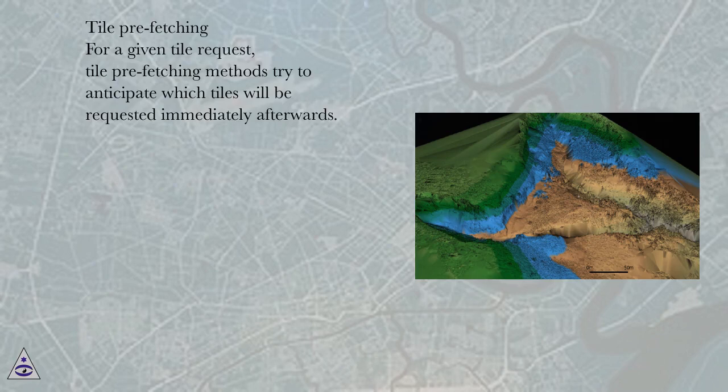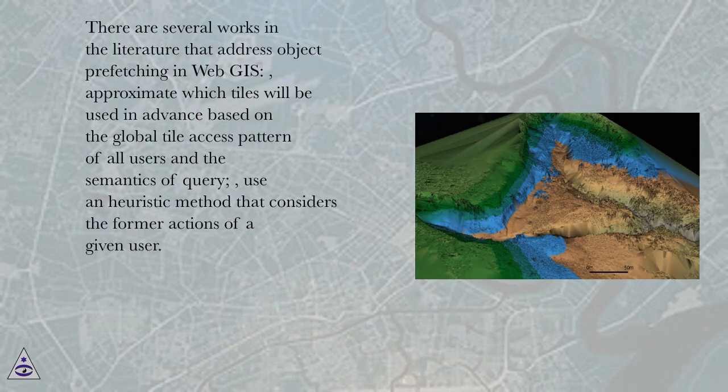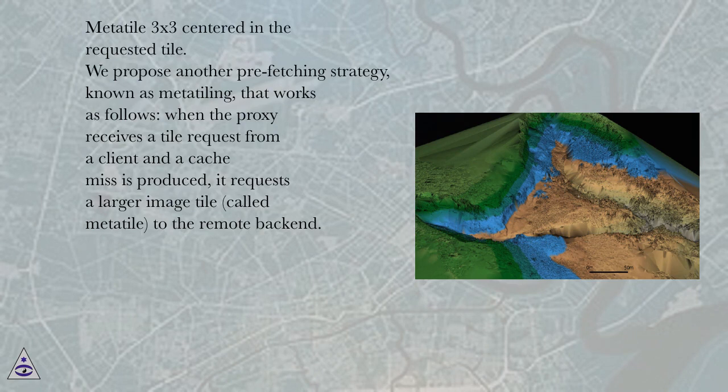Tile prefetching. For a given tile request, tile prefetching methods try to anticipate which tiles will be requested immediately afterwards. There are several works in the literature that address object prefetching in WebGIS, approximating which tiles will be used in advance based on the global tile access pattern of all users and the semantics of the query, using heuristic methods that consider the former actions of a given user. Metatile 3x3 centered in the requested tile.